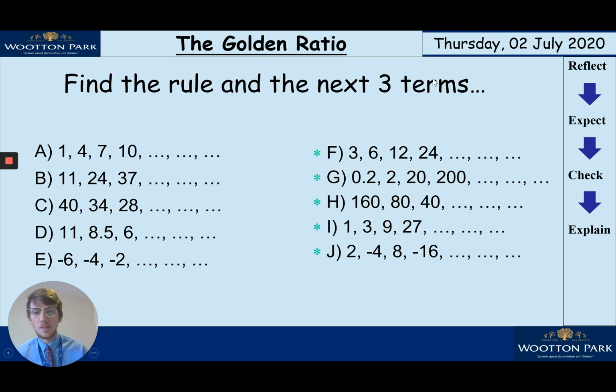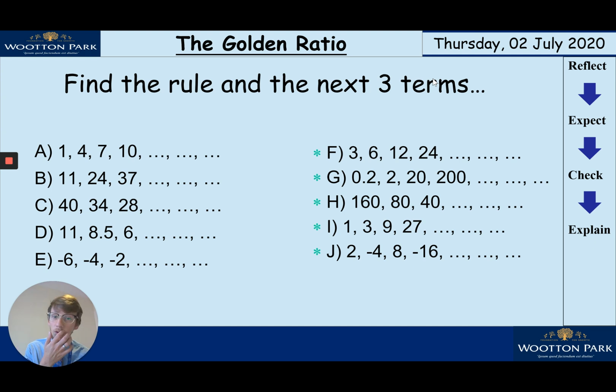So as a little starter, what I'd like you to do is practice your sequences. I want you to find the rule and the next 3 terms for each of these sequences. So what I'd like you to do is pause the video, grab a pen and paper, and see if you can find the next 3 terms in each of these sequences and the rule: from term to term, what's happening each time. So pause the video and give this a go.